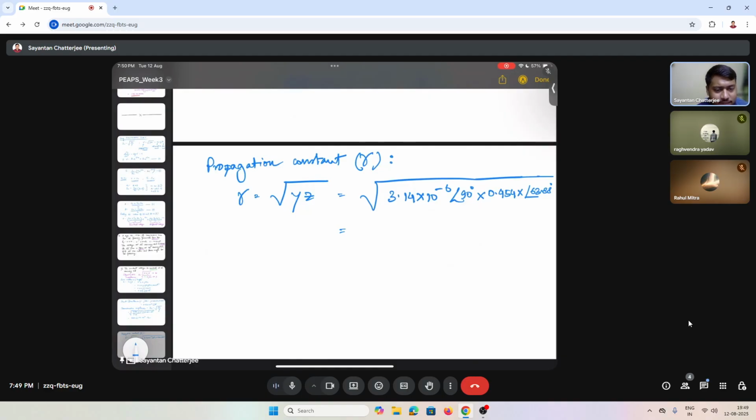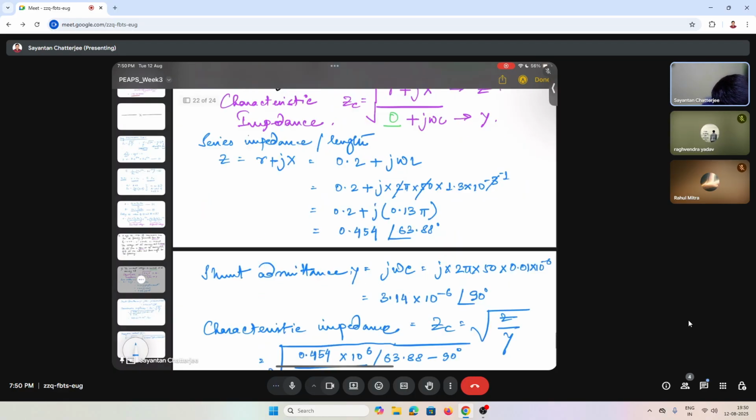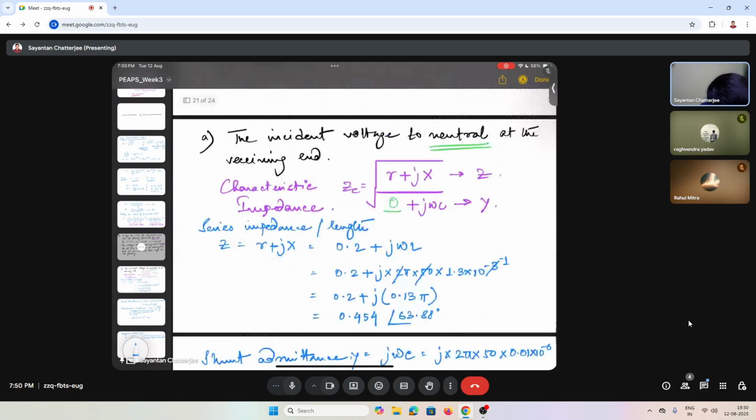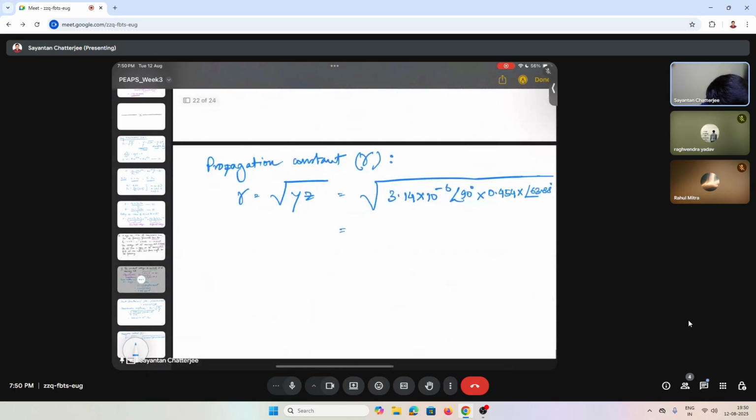So for the square root, what we are doing here, angles. What is the effect on the angles if we do square root? I hope you are clear with it. Divided by 2. Yes, great. So we can solve it. The final value I have with me. Propagation constant, so the final value of gamma I am writing.